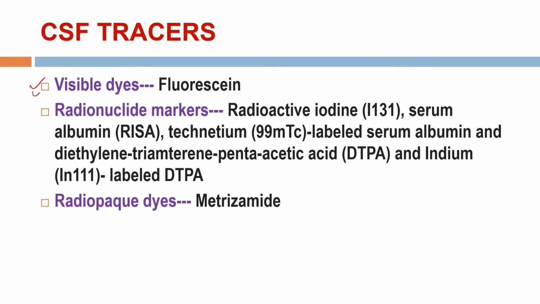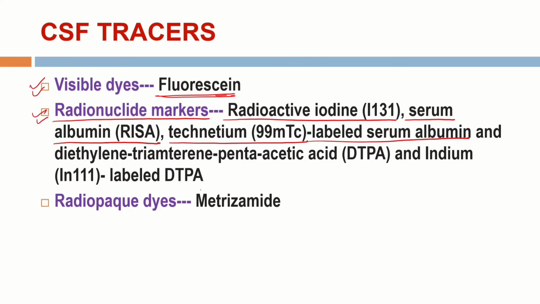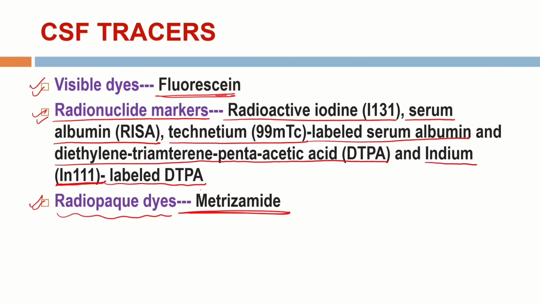CSF tracers. Visible dyes like fluorescein may be used. I will be discussing about this thing. Intrathecal fluorescein injection is being done in cases of CSF rhinorrhea to detect CSF leak. Then radionuclide markers like radioactive iodine 131 serum albumin, that is radioactive serum albumin, that is RISA, technetium 99 labeled serum albumin, even DTPA, that is diethylene triamine pentaacetic acid, and indium 111 labeled DTPA can also be used to trace CSF leak. And lastly, radio-opaque dyes like metrizamide can also be used.